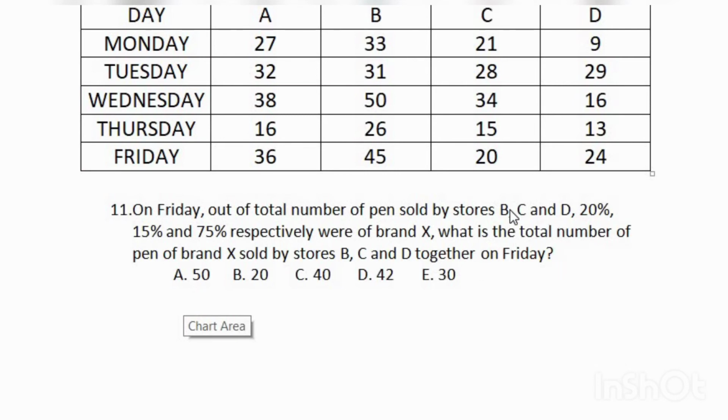So in the question it is given that the number of pens sold by store B is 20% of brand X. That means 20 by 100 into 45, and C it is 15%. That means 15 by 100 into 20, and D it is 75%, that means 75 by 100 into 24. These three products were of brand X. Then the question is, you have to find out the total number of pens of brand X sold by stores B, C and D together on Friday. So you just have to sum up all these.